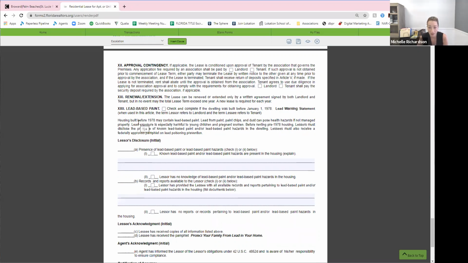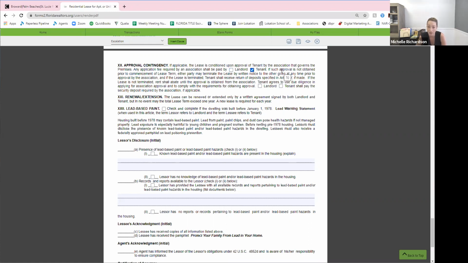Approval contingency of a condo association or homeowners association. If applicable, the lease is conditioned upon approval of tenant by the association that governs the premises. Any application fee required by the association shall be paid by, you'll check off the landlord or the tenant, whoever is going to be paying for the application fee. The majority of the time, it's always the tenant.